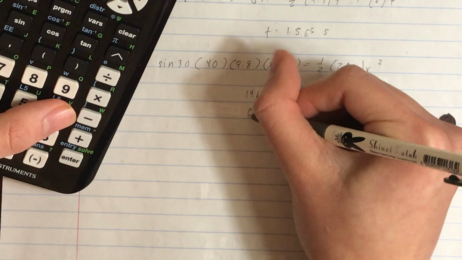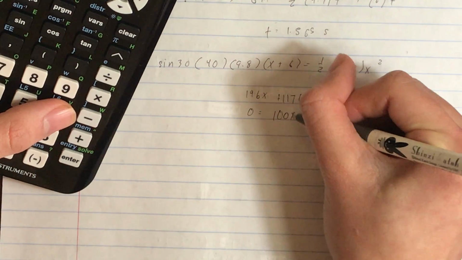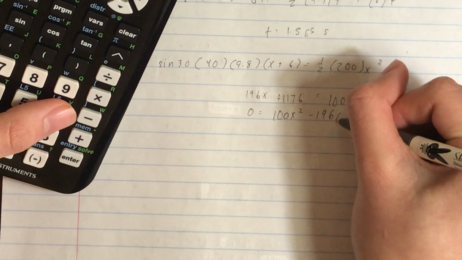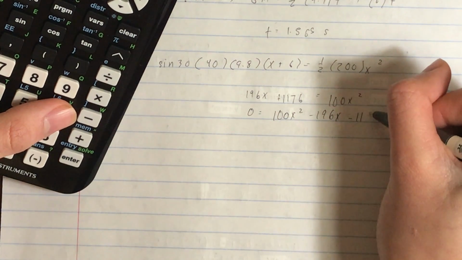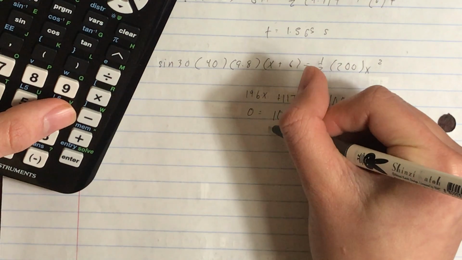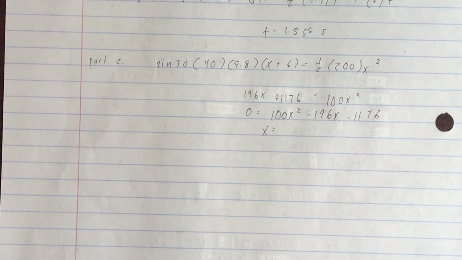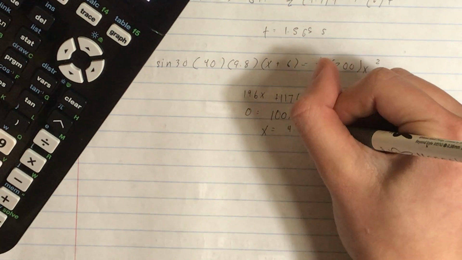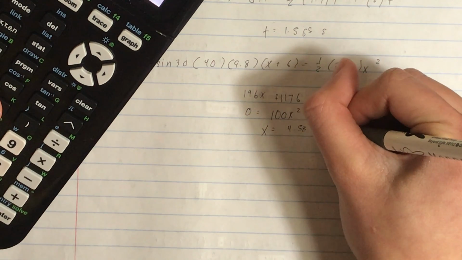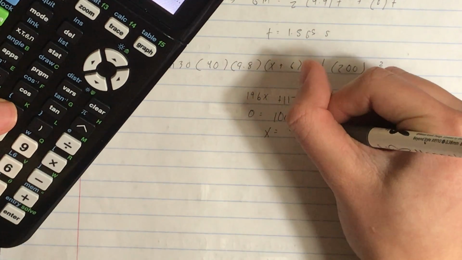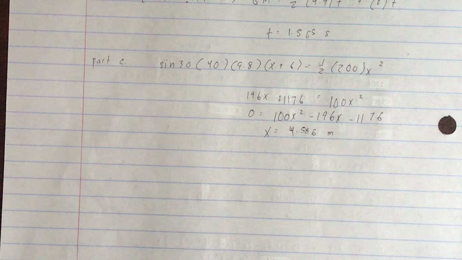So we solve, move everything to one side. We have 100x squared minus 196x minus 1176. So using the quadratic solver, x would now be 4.586 meters instead of 2.964 meters. And then that's part E.